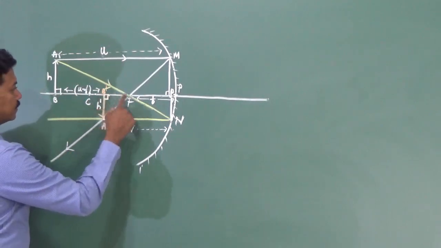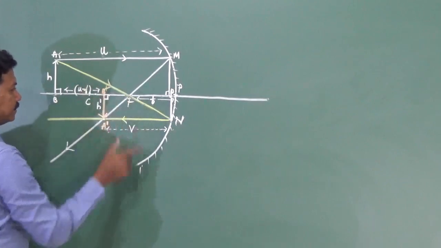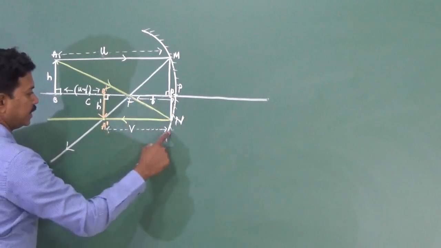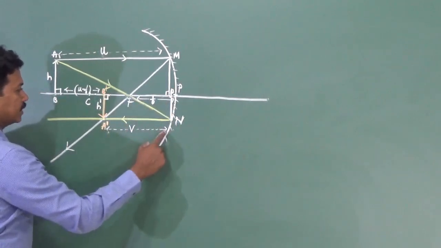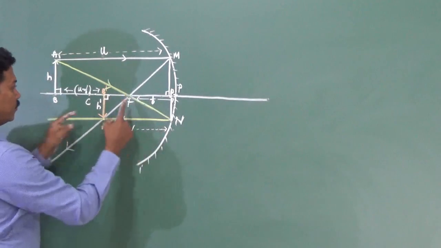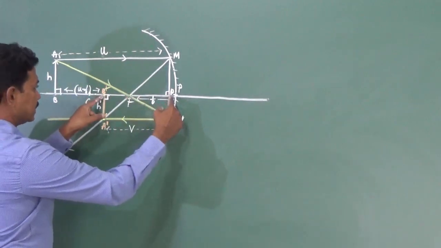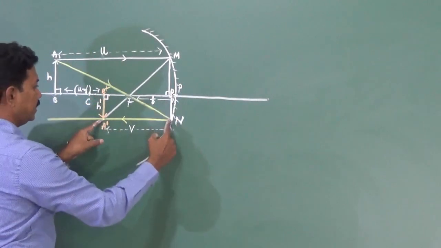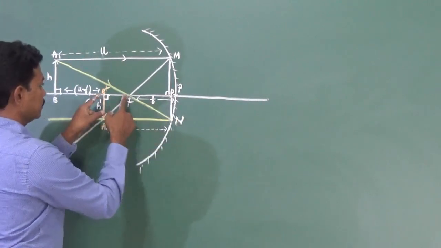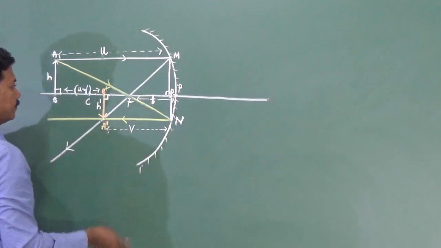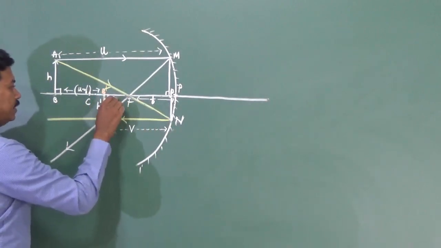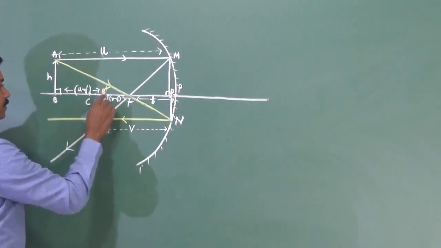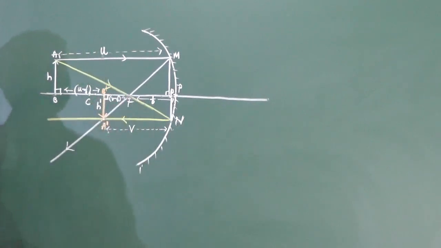Now let us take this length, that is B dash F. Here B dash P is V, the image distance, and this is the focal length. If you want this length, you have to subtract F from the entire length V. So this length will be V minus F. This is the length of B dash F.